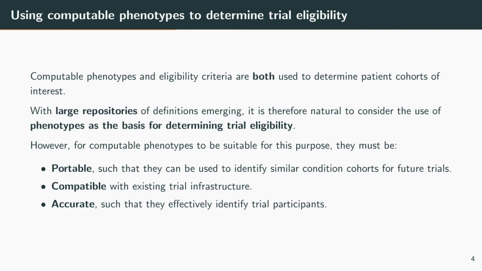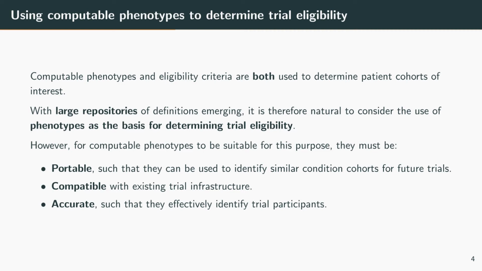And one of the ways to determine this is to look to determine whether computable phenotypes exhibit the certain properties that are required for use as eligibility criteria. We've identified three for the purpose of this study. The first is that computable phenotypes should be suitably portable. It should be possible to define them and use them for a given clinical trial, and then allow that definition to be used again for future trials so that effort is not wasted.